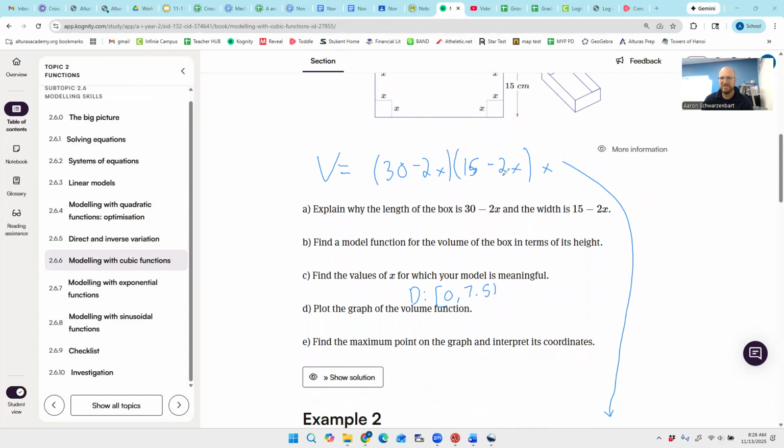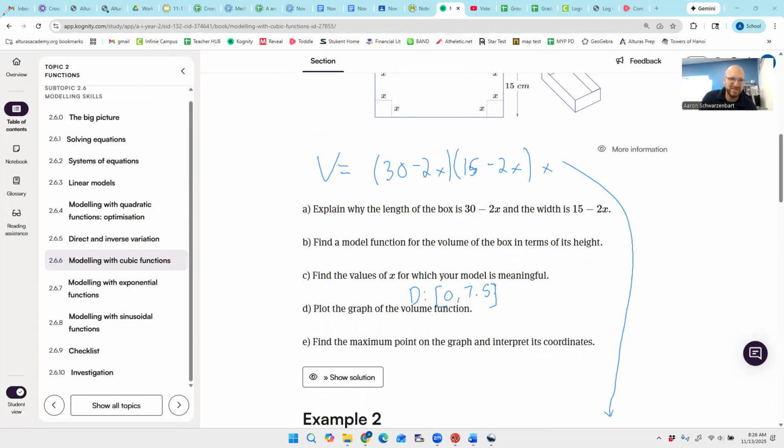7.5. 15 minus 2x. X is 7.5. Honestly, it's not really included, because x would be, we'd have a negative dimension on that one, which would make you have negative volumes. It has to be the shorter one.